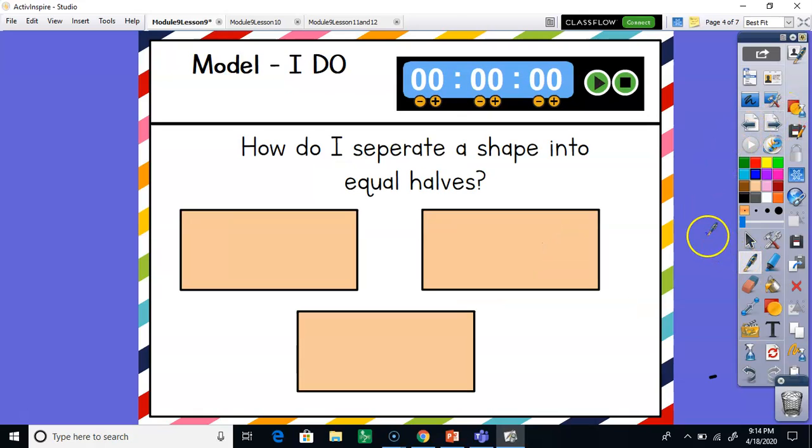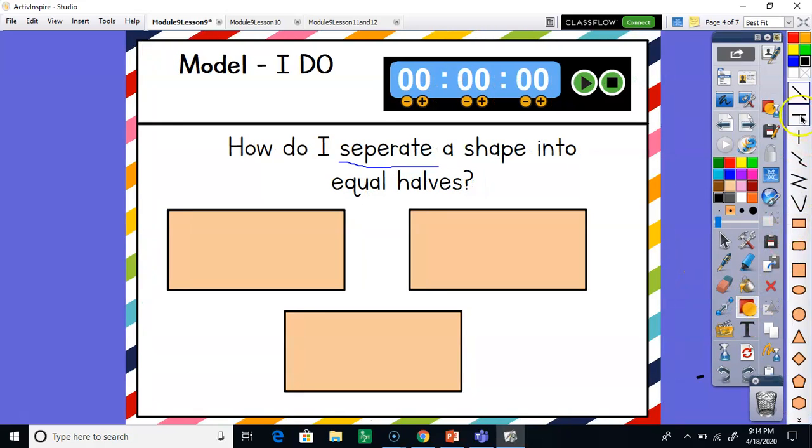Okay, so today we are working on separating or partitioning our shape into equal halves. Just like you're going to do in your independent practice today, you're going to use the line tool to separate shapes into equal halves. There's more than one way to separate rectangles into equal halves, and I'm just going to show you a couple of ways. But make sure that when you are dividing your shapes, both sides or both pieces of your shape are equal. So I'm going to try the horizontal, and this side and this side are about the same size.